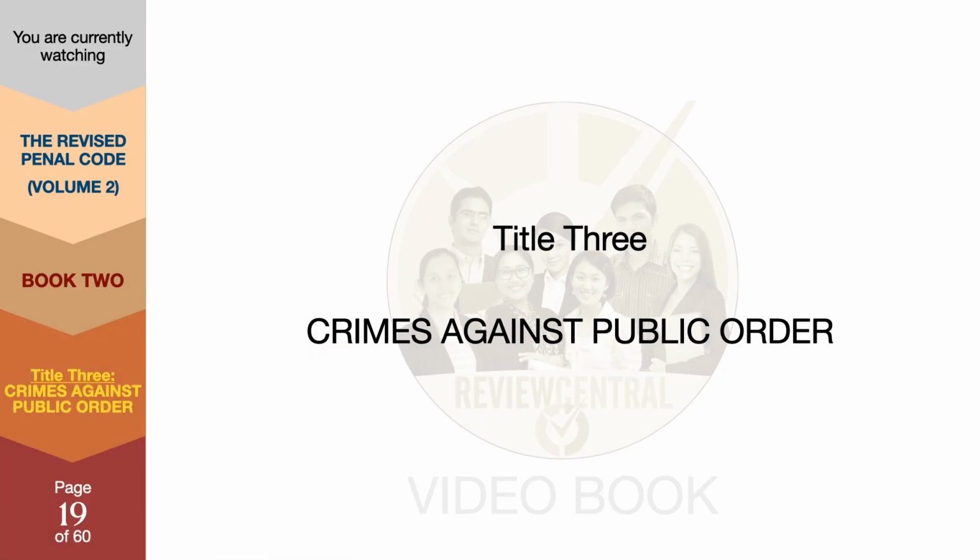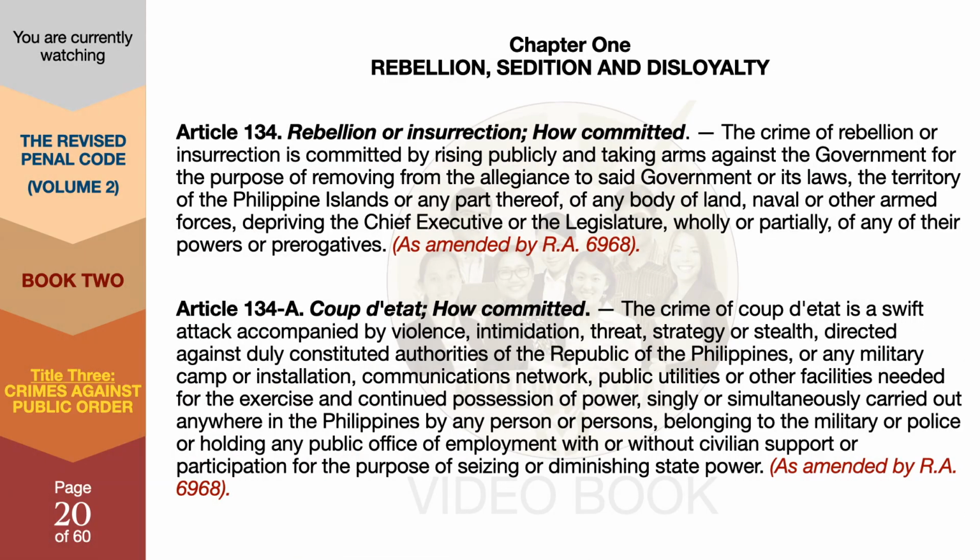Title 3. Crimes against public order. Chapter 1. Rebellion, Sedition and Disloyalty. Article 134. Rebellion or insurrection, how committed.